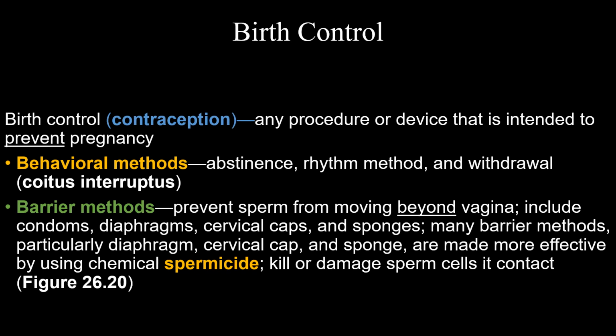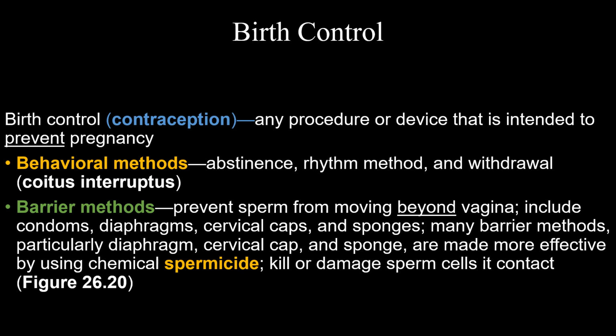All right, now birth control or contraception really refers to any procedure or device that is intended to prevent pregnancy. And so we're going to look at some common methods of contraception here. Now, the first ones we're going to talk about are behavioral methods, and these can be abstinence or withdrawal. And abstinence can be the avoidance of intercourse, and this is the only 100% reliable method of avoiding pregnancy.